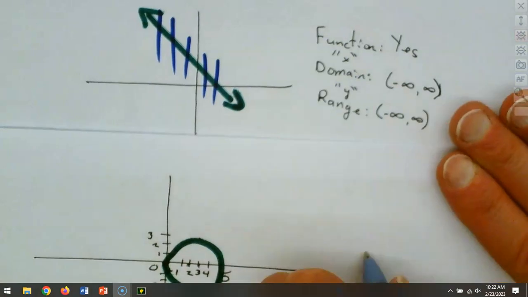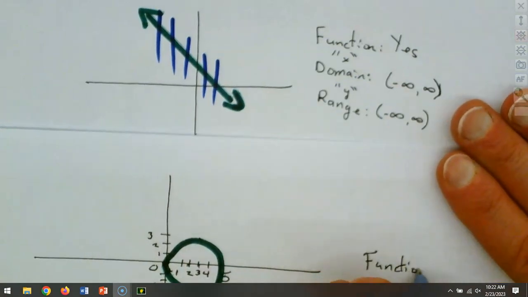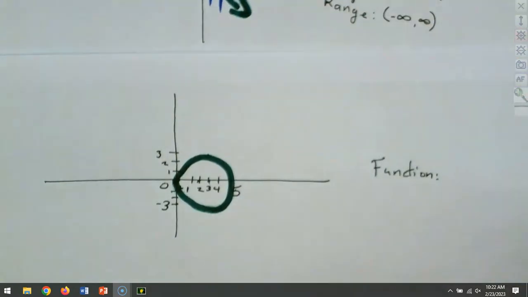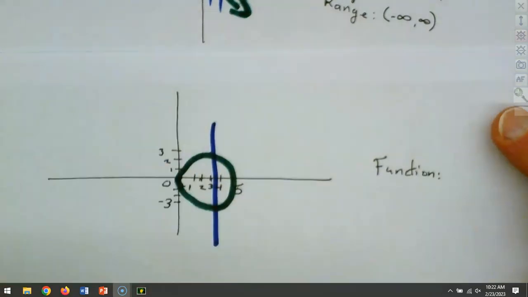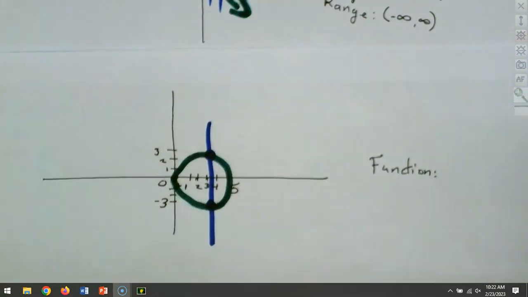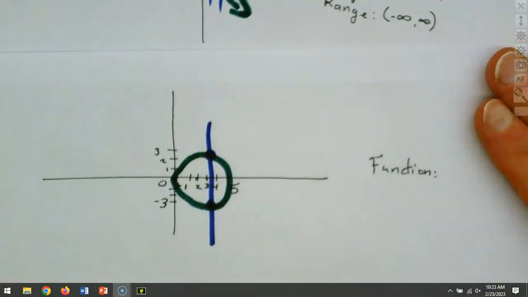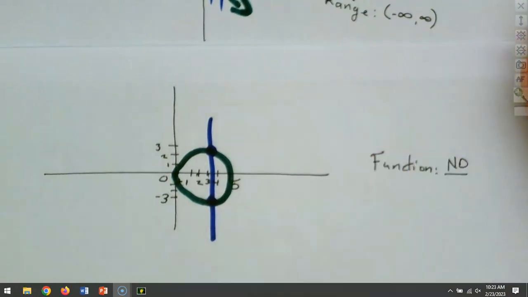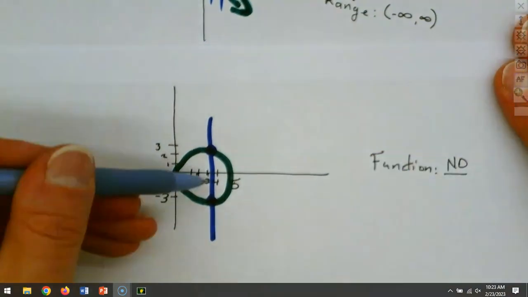So is this a function, yes or no? No. Why not? It's not a function because it's a circle, okay, and it fails the vertical line test. Because look at this. If I draw a line, what happens to this line? Okay, this line touches the graph at more than one place, right? So in that case, is this one a function? No, because it fails the vertical line test.